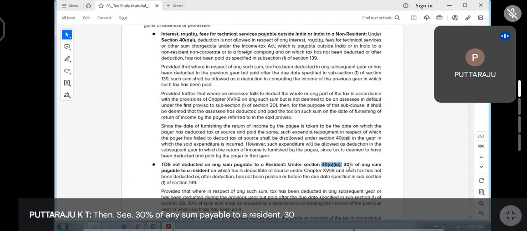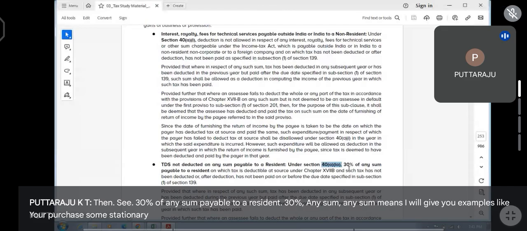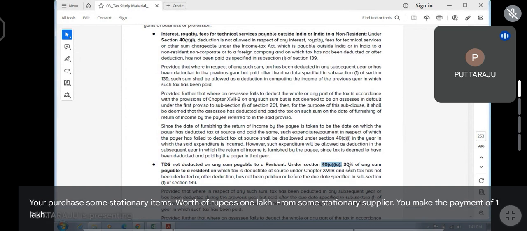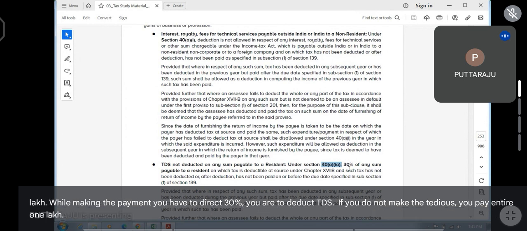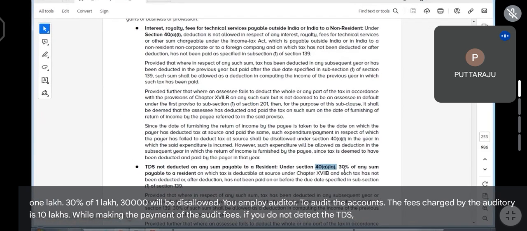30%. Any sum. Any sum means, I will give you examples. Like, you have purchased some stationery items worth rupees 1 lakh from some stationery supplier. You make the payment of 1 lakh. While making the payment, you have to deduct TDS. If you do not deduct TDS and you pay the entire 1 lakh, 30% of 1 lakh, 30,000, will be disallowed. You employ an auditor to audit the accounts. The fees charged by the auditor is 10 lakhs. While making the payment of the audit fees, if you do not deduct the TDS, 30% of 10 lakhs, 3 lakhs will be disallowed.